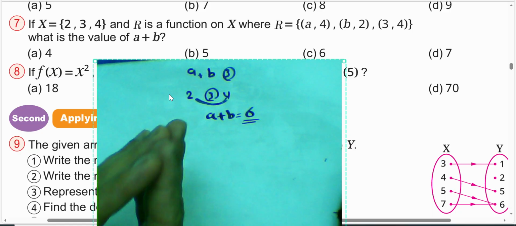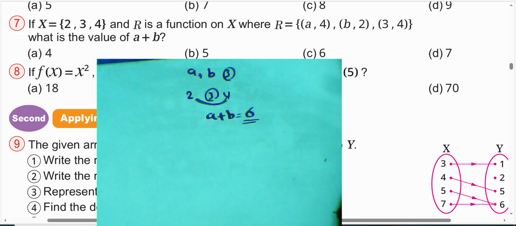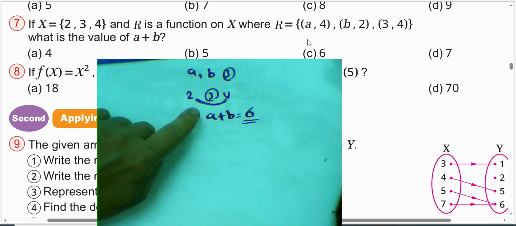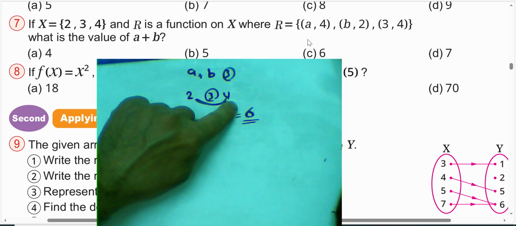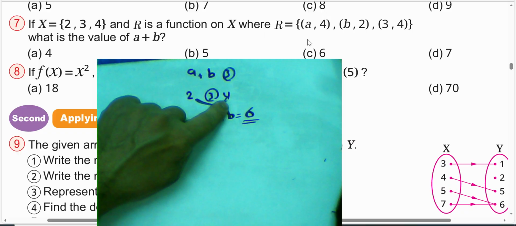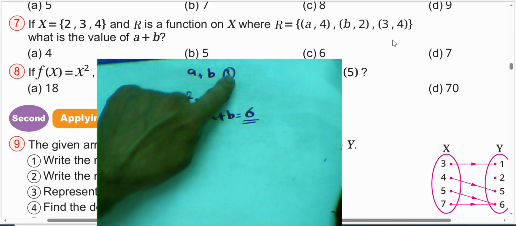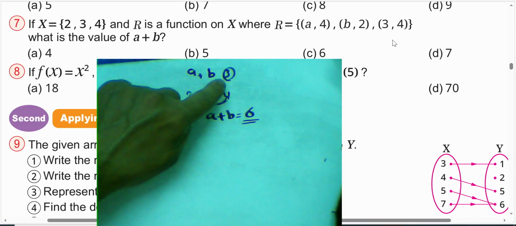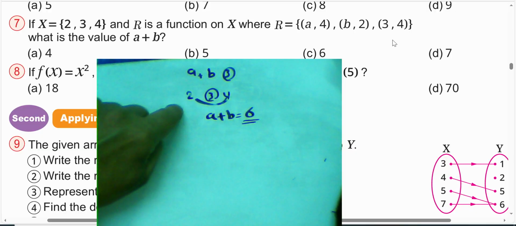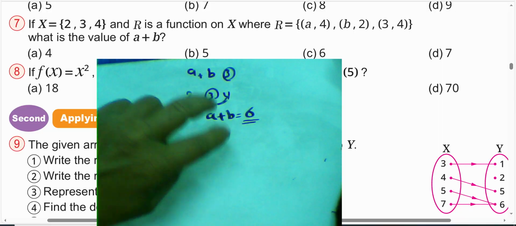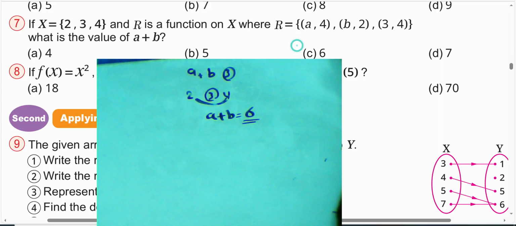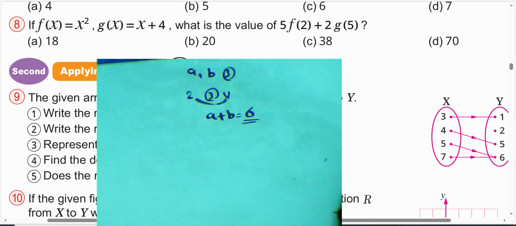Understood? Because the relation here is a function, each element in x appears only once. There's only one image in y. Then the first projection must be equal to 2, 3 and 4. Then we have a, b, 3. a, b, 3 must be equal to 2, 3 and 4. Then 3 was repeating, so the values of a and b may be 2 and 4, or 4 and 2. Then 4 plus 2 or 2 plus 4 equals 6. Choose letter C.